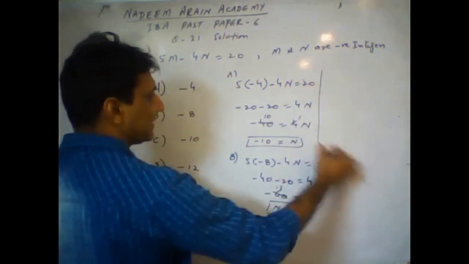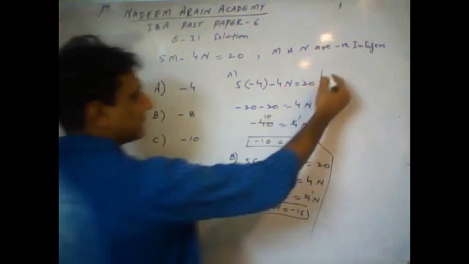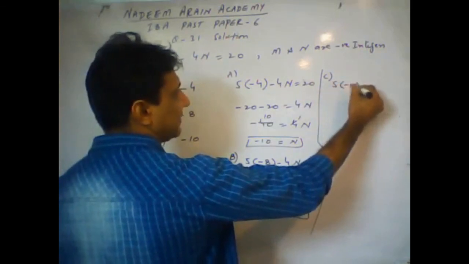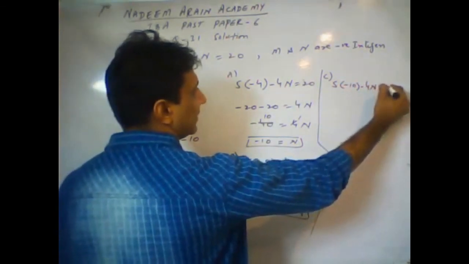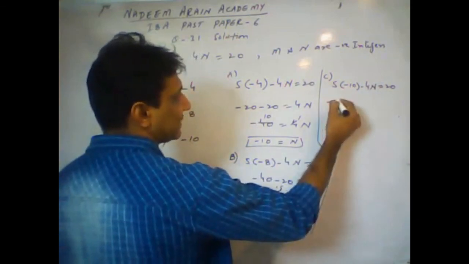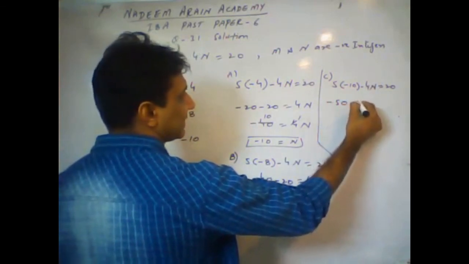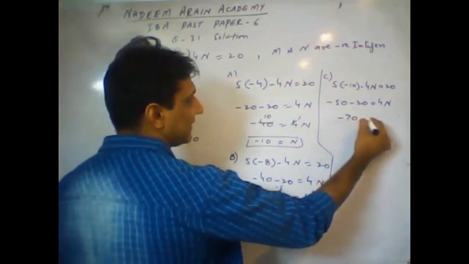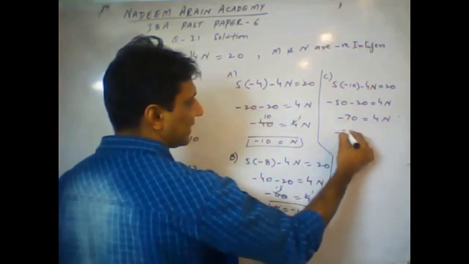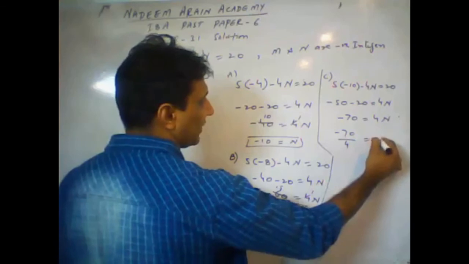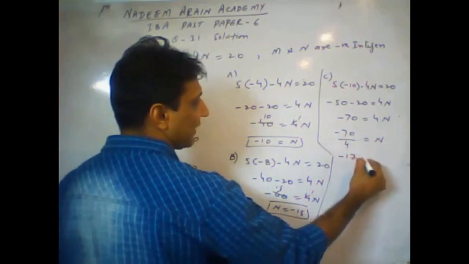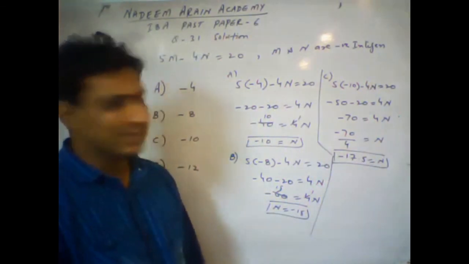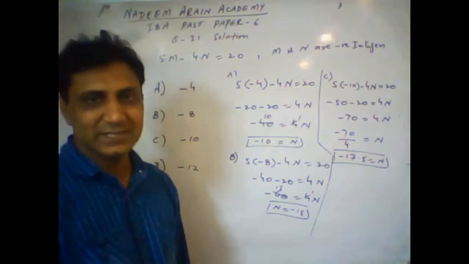Okay. So now we will check option C, minus 10. 5 times minus 10 minus 4n is equal to 20. So minus 50 minus 20 is equal to 4n. This is minus 70 is equal to 4n. So minus 70 divided by 4 is minus 17.5. So this n is not an integer. Yes, this is negative, but this is not an integer.